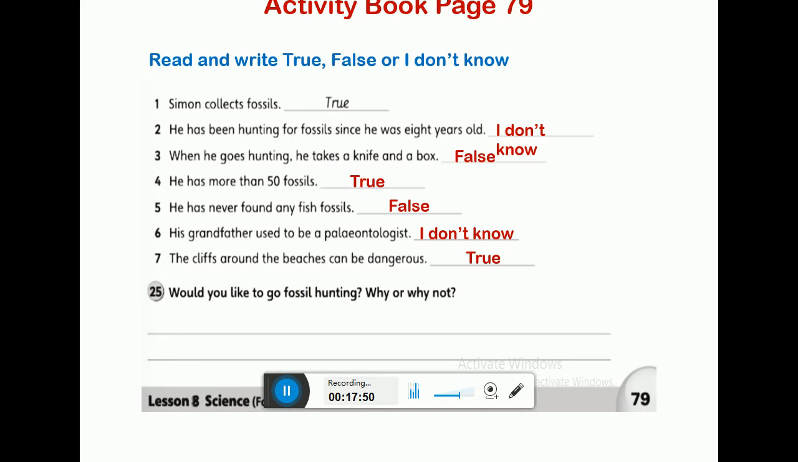And the last question, I wouldn't answer it because that's left for you. Would you like to go fossil hunting? Why? Why not? By the end of our lesson today, I hope you enjoyed our lesson and I hope all your questions were answered. And I leave that question for you. Would you like to go hunting? Why? Why not? Please send me the answer on the share area or leave comments on the video.